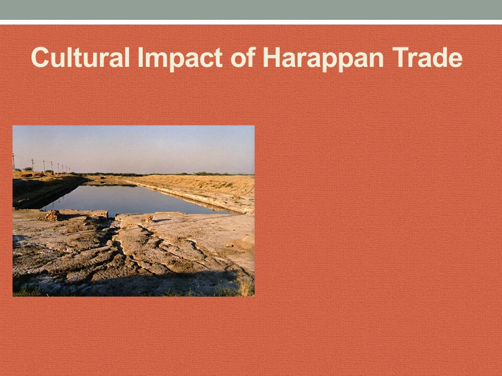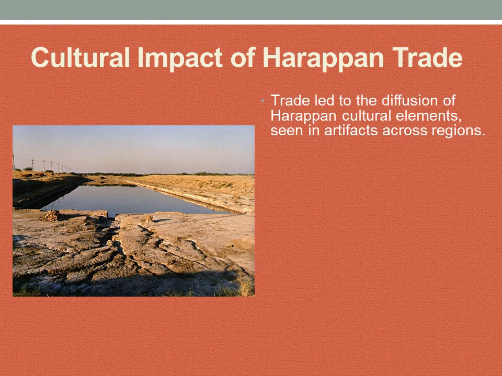So, cultural impact of Harappan trade. What was the cultural impact? How far was the influence of Harappan trade? Now, whenever there is a trade relation, there will be diffusion of cultural elements. So, some ideas or some technology or some concepts from sites like Mesopotamia, Persian Gulf, and Oman must have been in contact with the ideas and cultures of Harappan civilization. So there must have been a diffusion of Harappan cultural elements which are seen in artifacts across regions.